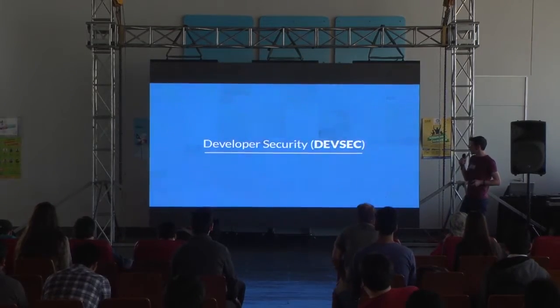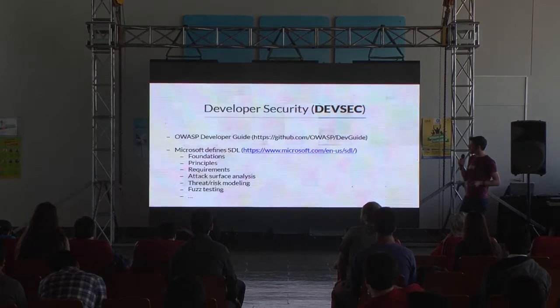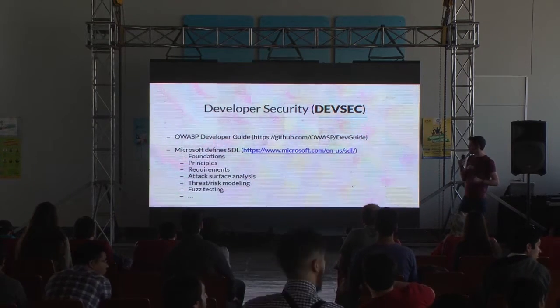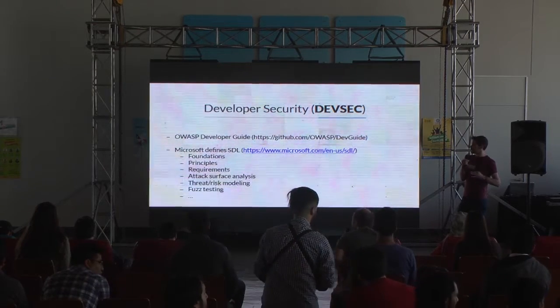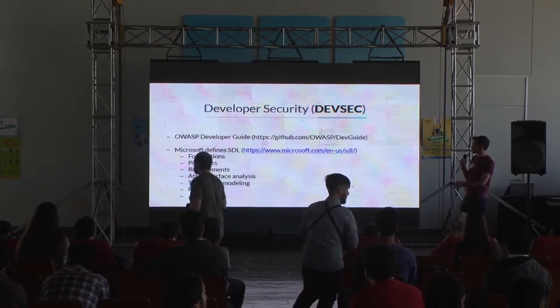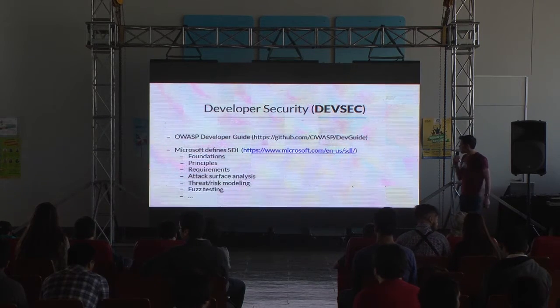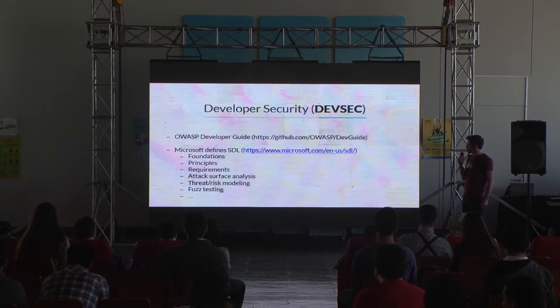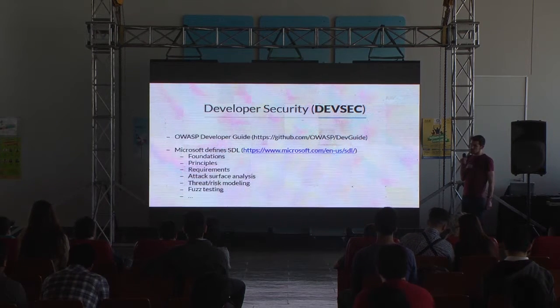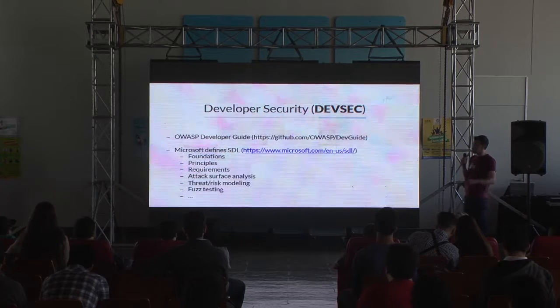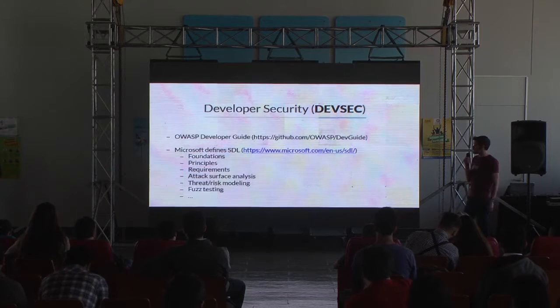So jumping straight into developer security, there's a lot of methodologies and processes for secure coding and secure development. I'm not going to go into it. They're huge fields. So I'll leave you just with these two links. OWASP, if you haven't seen it, is a great resource. You should definitely check it out. And also Microsoft has a very nice secure development lifecycle, which covers loads of things from the foundations and principles to attack surface analysis and development and risk modeling. So I'm not going to go into those, but definitely check them out.